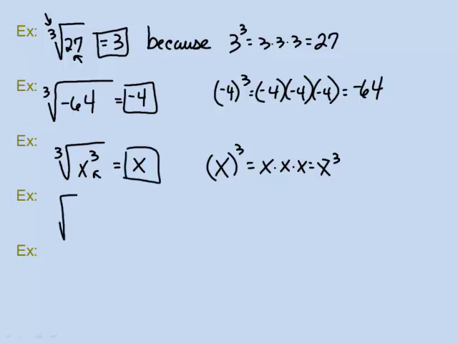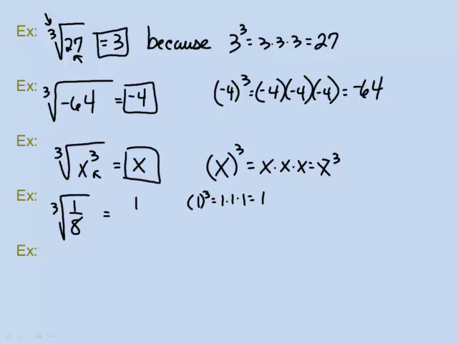Okay, how about the cubed root of 1/8? Now think about this in pieces. Let's start with the cube root of 1. Is there a value which when multiplied by itself 3 times gives you 1? And the answer is yes, 1. Okay, because 1 cubed, which is 1 times 1 times 1, is originally 1.